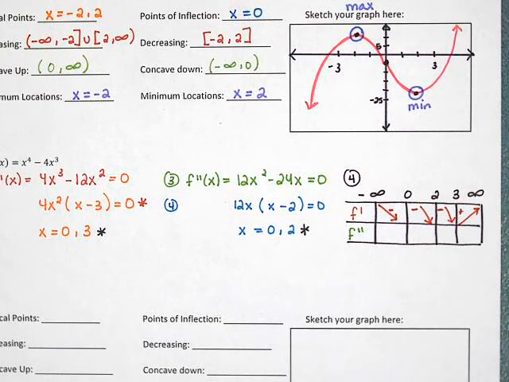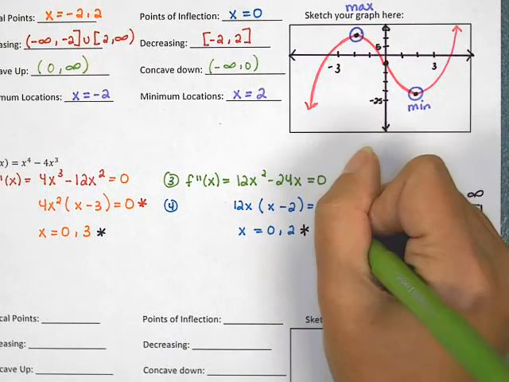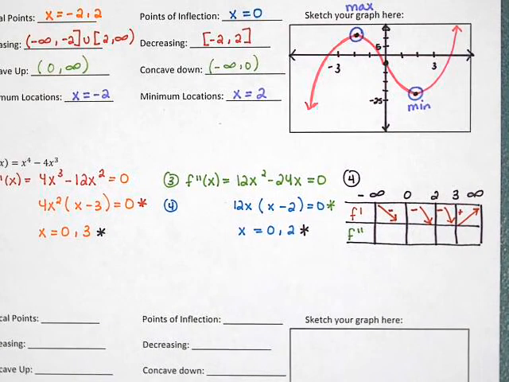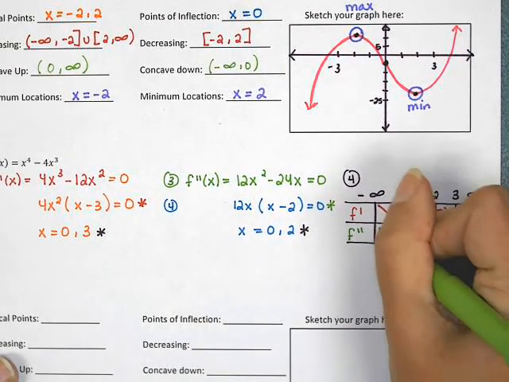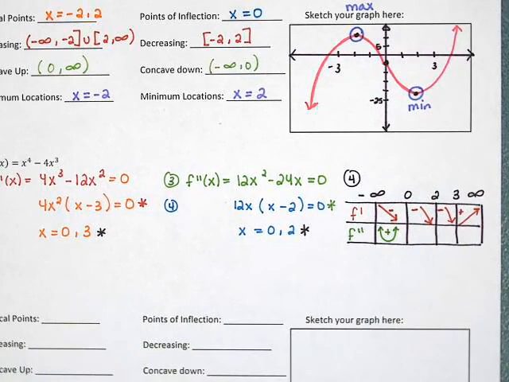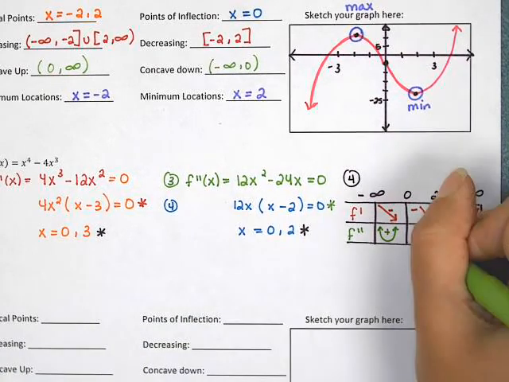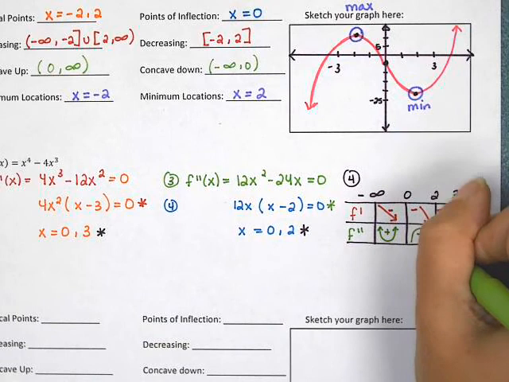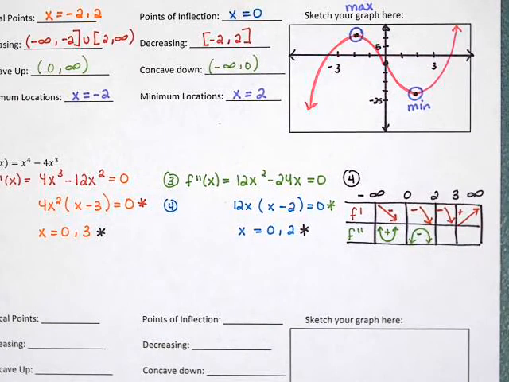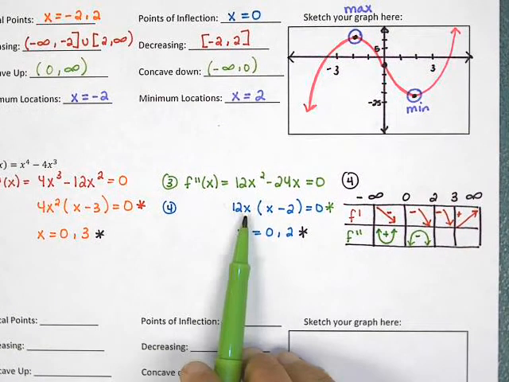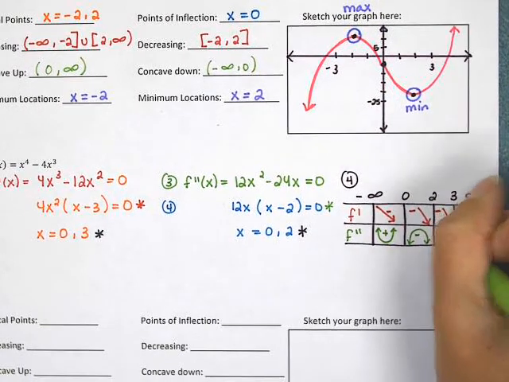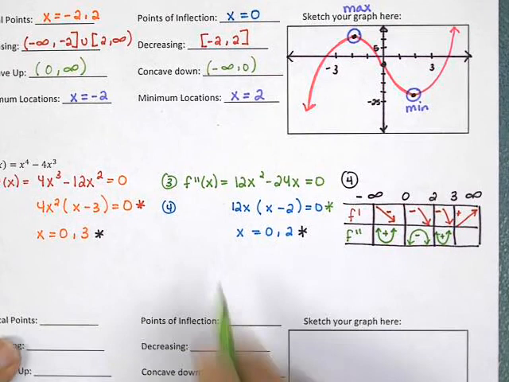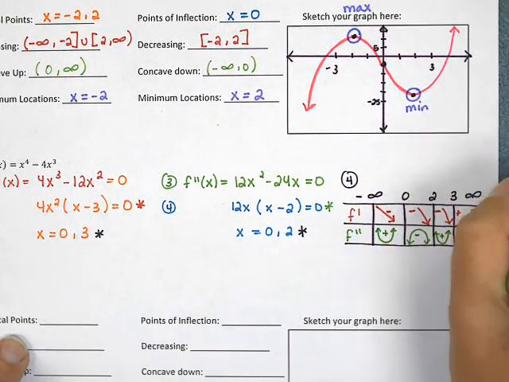Now let's take a look at my second derivative. Again, I'm going to plug it into the factored version of my equation. If I plug in a -1, I get a negative times a negative, which is a positive, so I'm concave up. If I plug in +1, I get a positive times a negative, which means I'm negative, so I'm concave down. If I plug in 2.5, I get a positive times a positive, which is positive, so I'm concave up. If I plug in +4, I'm going to have a positive times a positive, so I stay concave up.